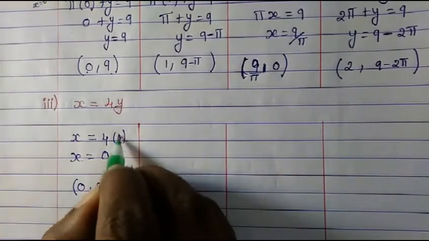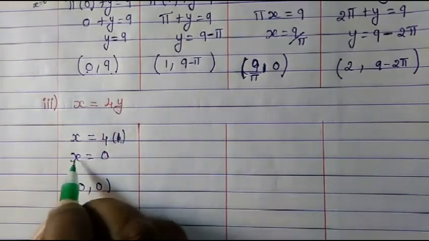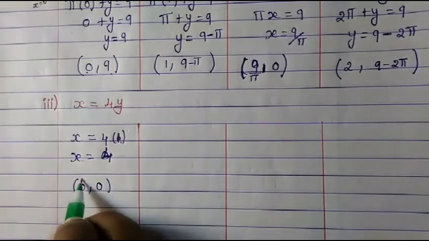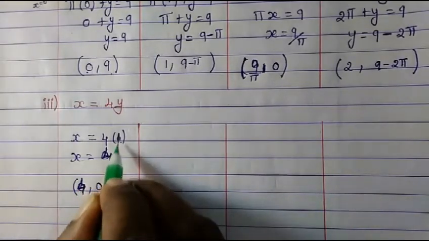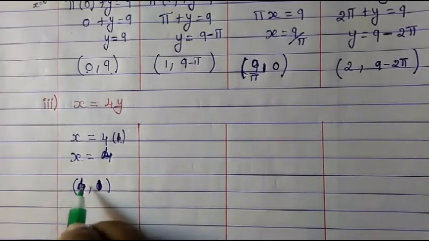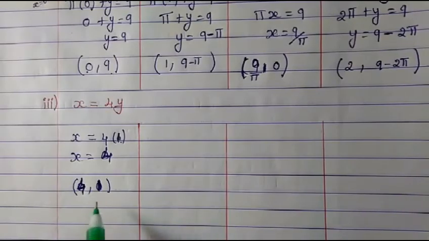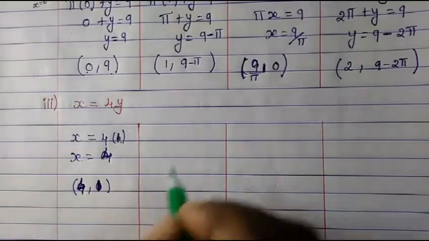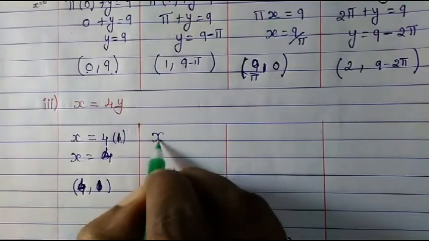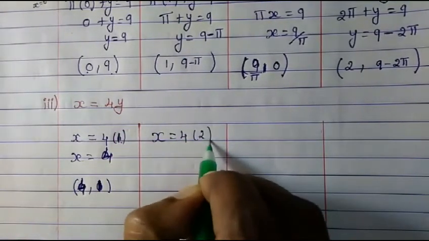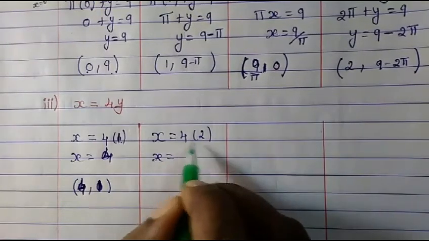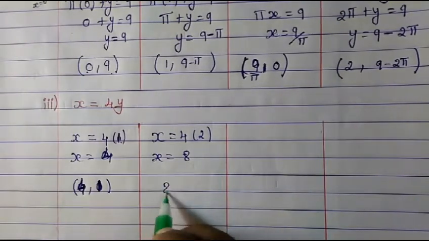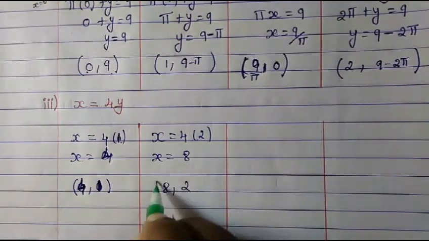Or else you can also put 1 here. If you give y value 1, then 4 into 1 will give us 4. So that means x value will be 4 and y value will be 1. Anyone you can give, provided you give 4 solutions for this equation. The first one also is correct. Okay, so now let me give y value as 2. Then I'll get x value as 4 twos are 8. Then my solution will be x value is 8, y value I gave 2.